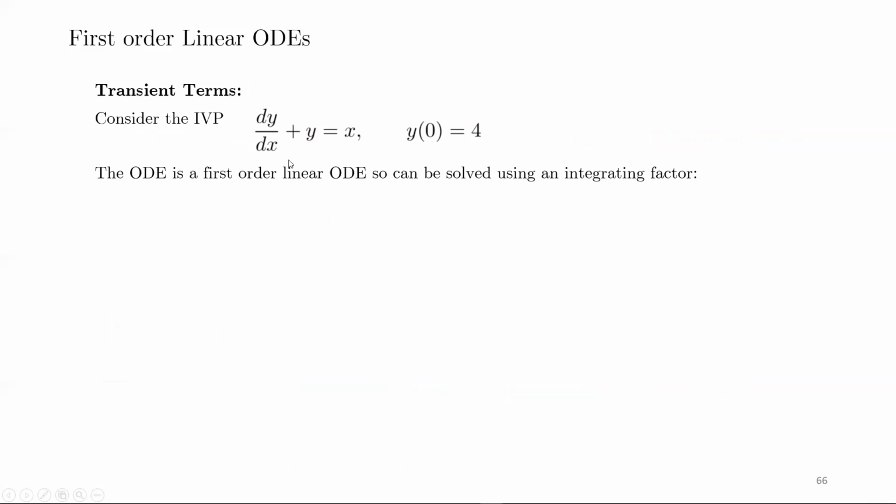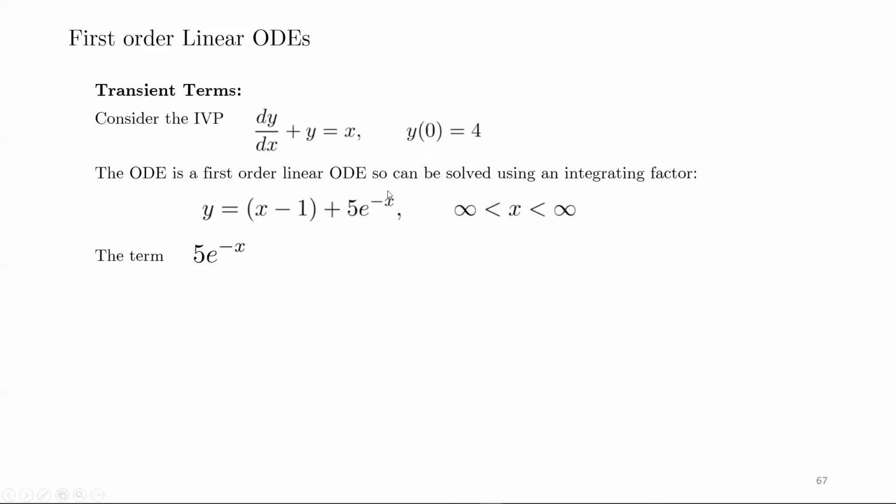Again, clearly this is a first order linear ODE. We can solve it using an integrating factor method, and maybe you might like to go away and convince yourself that this is the solution, and also that the solution is defined over the whole real line. This should be negative infinity to infinity. Okay, well, you might like to try this to make sure you get the same solution that I do. So the term in this solution here, y equals x minus 1 plus 5e to the minus x, this term 5e to the minus x is called a transient term.